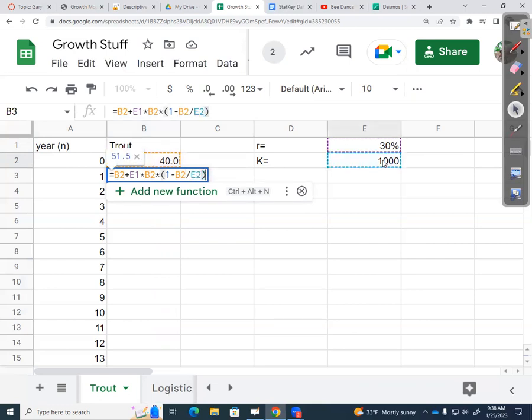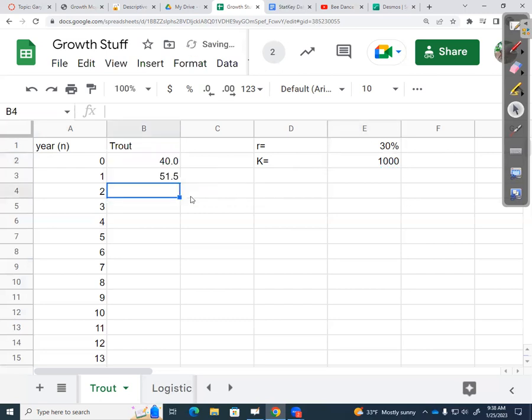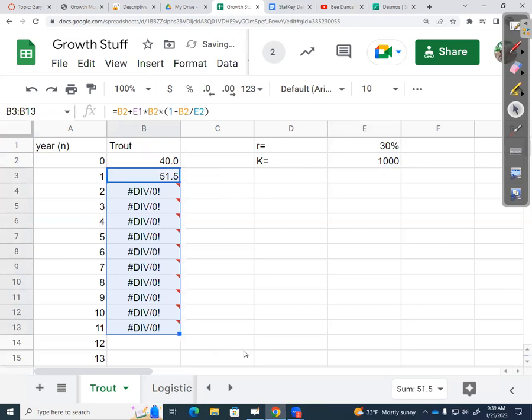Now, if I fill this down, I'm going to get very different numbers. Check this out than before. I should have left the other numbers to see. Oh, division by 0. What the hell? Why did it work before and not now?